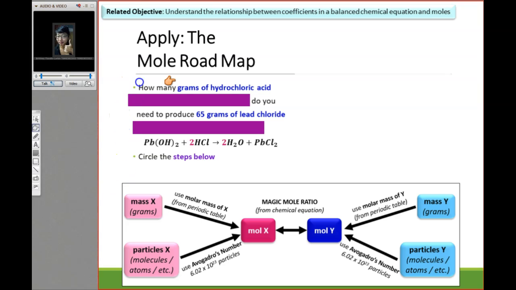What are we starting with? Are we starting with grams of hydrochloric acid? Do we know that? Or are we starting off with grams of lead chloride? Do we know that? Which one do we already know? Yeah, exactly. So we already know that we have 65 grams of lead chloride. This is what we know. This is what we're going to start with. Perfect, Ayla. Perfect, Sylvia. All right, so let's go ahead and start off with this. We know that we have 65 grams of lead chloride, which has the formula PbCl2.